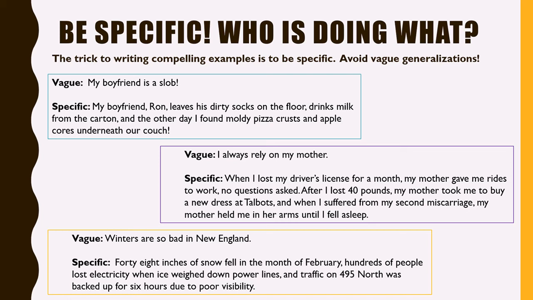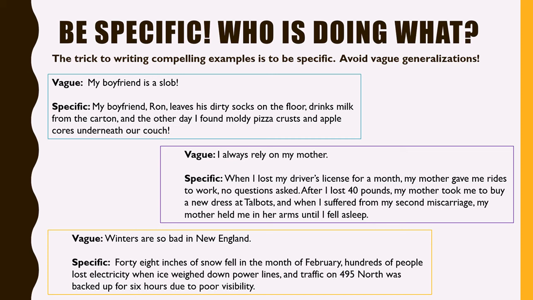Here's a vague example. One of the reasons why my boyfriend makes me mad is because he's a slob. My boyfriend is a slob. That's a vague example. But look how you can make it more specific by using naming details that help us really see and understand why he's a slob. So, my boyfriend Ron leaves his dirty socks on the floor, drinks milk from the carton, and the other day I found moldy pizza crusts and apple cores underneath our couch. So, you can't argue. The second, more specific example of why Ron is a slob is much more compelling than the vague one.